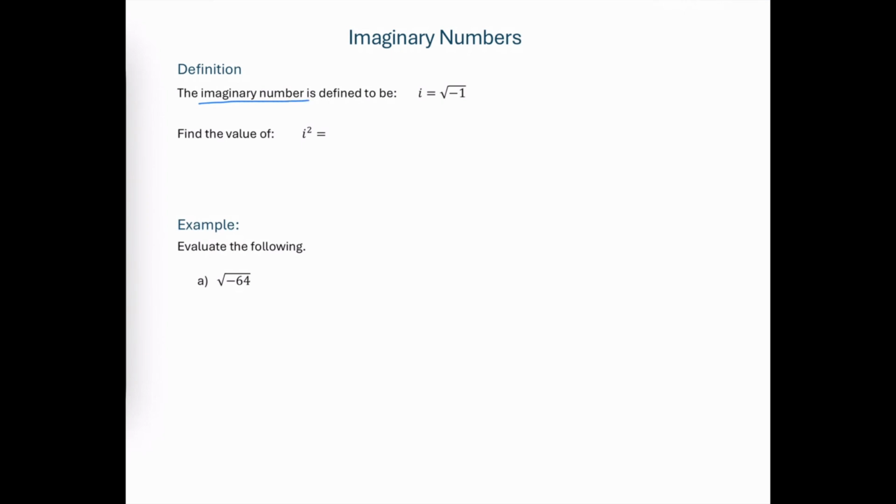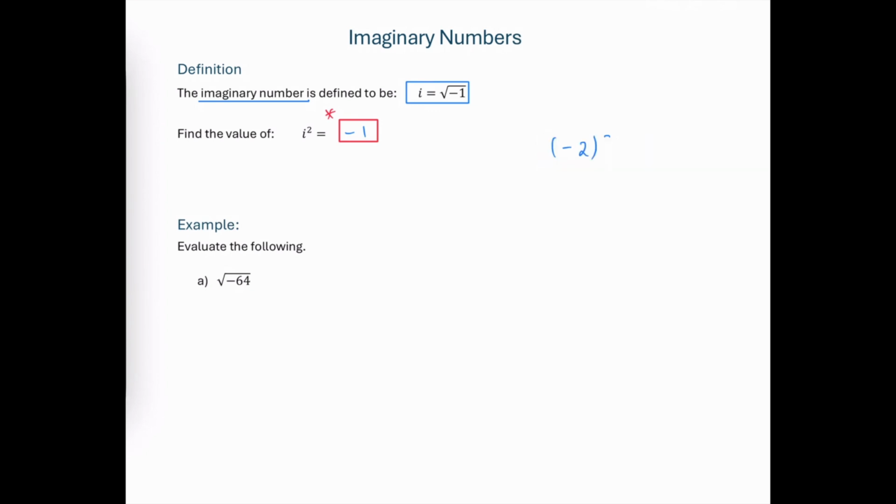The imaginary number i is defined to be the square root of -1. If i is equal to the square root of -1, and then we square both sides of this equation, we would end up with i squared on the left, and the square root of a quantity squared cancels each other out, so we would have -1 on the right. So i squared is the quantity -1.